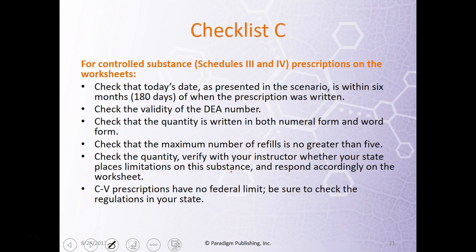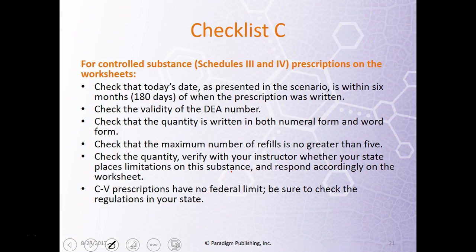Checklist C is for controlled substances, 3s, 4s, and in the state of Louisiana, 5s. Check today's date. Make sure it's within 180 days or 6 months of the day that the prescription was written. Check the validity of the DEA number. Check the quantity, that it's written in both numerical and word form. Check the maximum number of refills is not greater than 5.